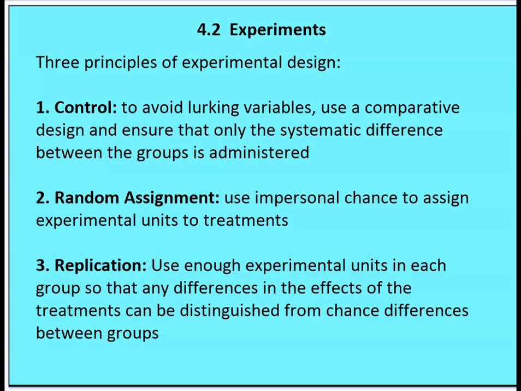2, we're going to have random assignment, so we're going to use impersonal chance to assign experimental units to treatments. And then 3, we want to use enough experimental units in each group so that any differences in the effect of the treatments, any weird results, can be distinguished between chance differences and also between groups. So we need to use enough experimental units in the study in order to make some conclusive statement. By using enough experimental units, we kind of standardize any of the abnormalities between people or the experimental units.